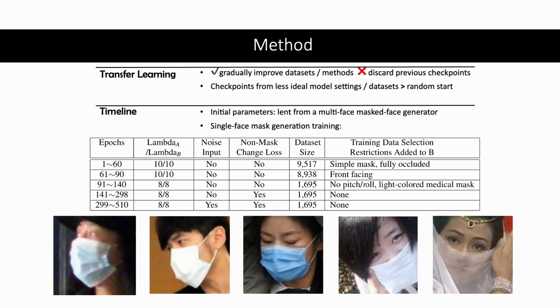In the bottom row, we can see the images we discarded. The first two images were discarded because they are not front-facing. The third one involves pitch rotation, and the fourth involves roll rotation. The last one has a simple mask label, but it was still discarded. Veils like this were labeled as simple masks in MAFA, but they were eliminated by us manually. The last two rows in the table are not about any dataset improvement. They are about adding the non-mask change loss and the noise input as we discussed in previous two slides.